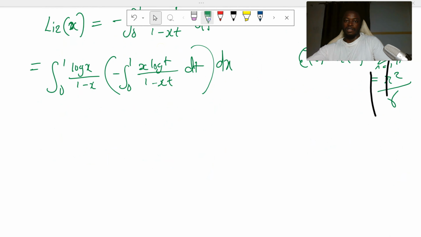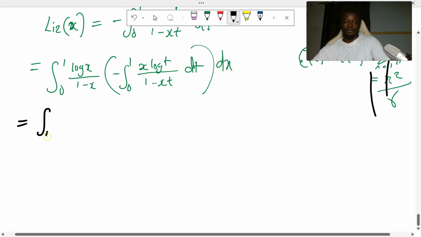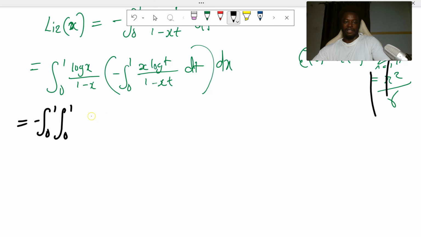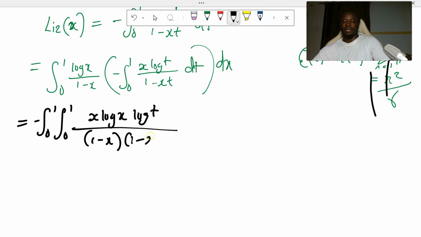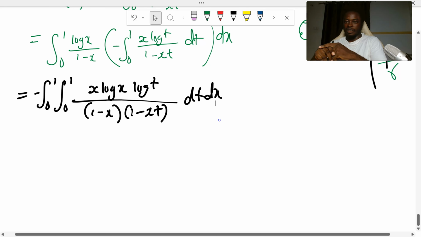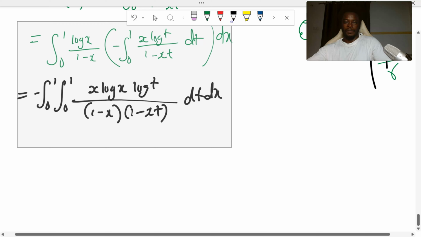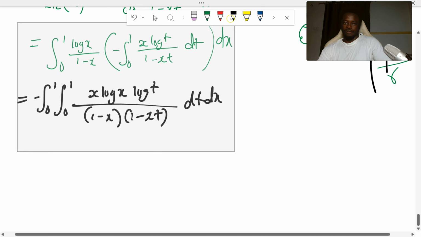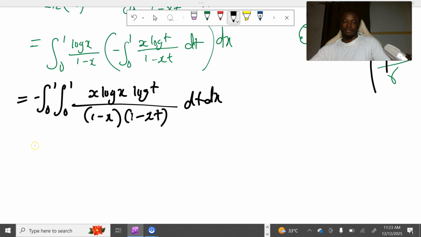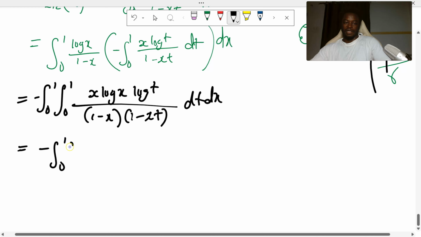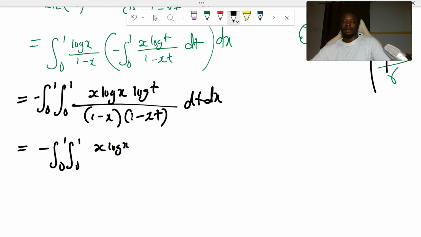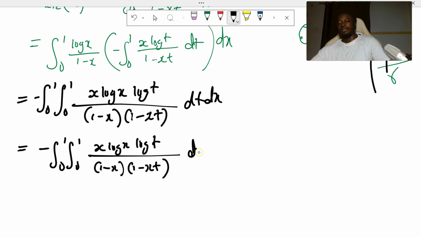continue as follows. We could say this is equal to the integral from 0 to 1, negative times the integral from 0 to 1 of x log x log t all divided by 1 minus x and then 1 minus xt, then dt dx, where obviously we can switch the order of integration and say this equals negative the integral from 0 to 1 times the integral from 0 to 1 of x log x log t all divided by 1 minus x, 1 minus xt times dx dt.